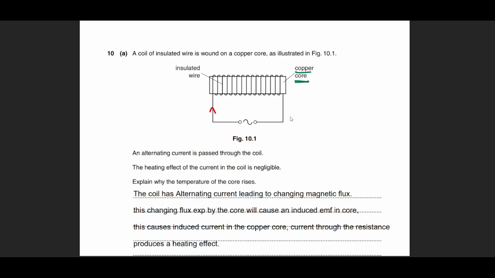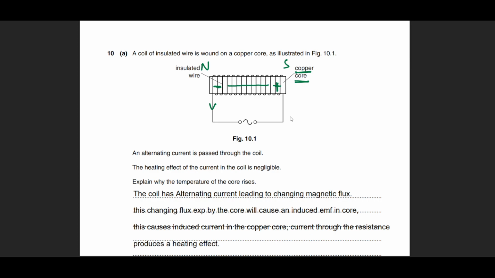Now this induced EMF will be caused on the copper core, and let's say that this is the positive terminal of the battery, because induced EMF is voltage, and let's say this becomes the negative end of the core. So the current starts flowing from positive to negative, and in the next moment when the current direction changes, then of course the south and north pole also change, and it's possible that this becomes negative and this becomes positive.